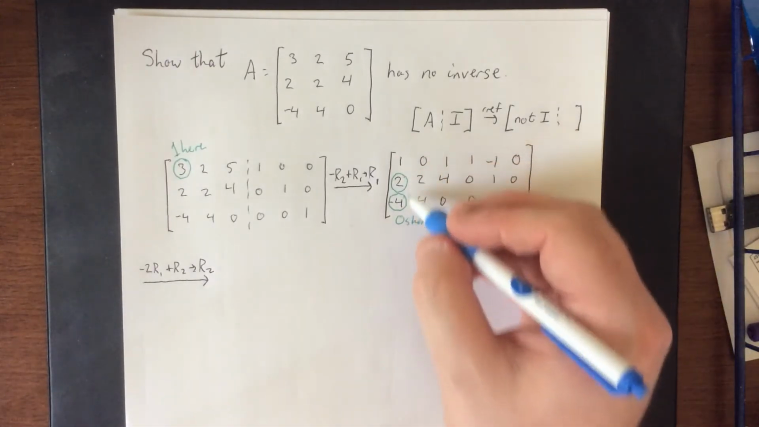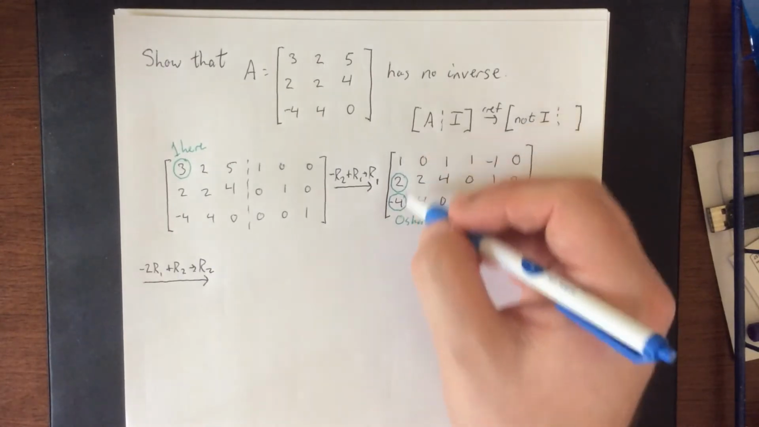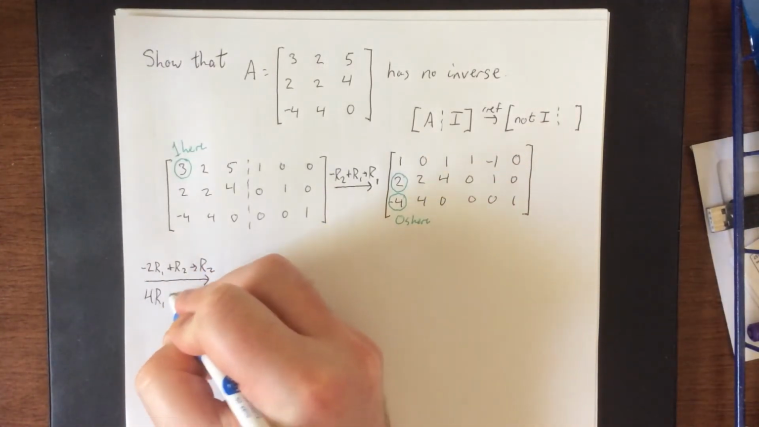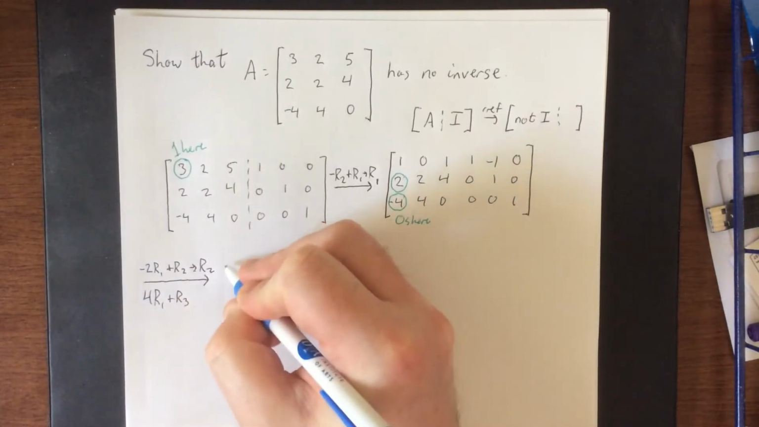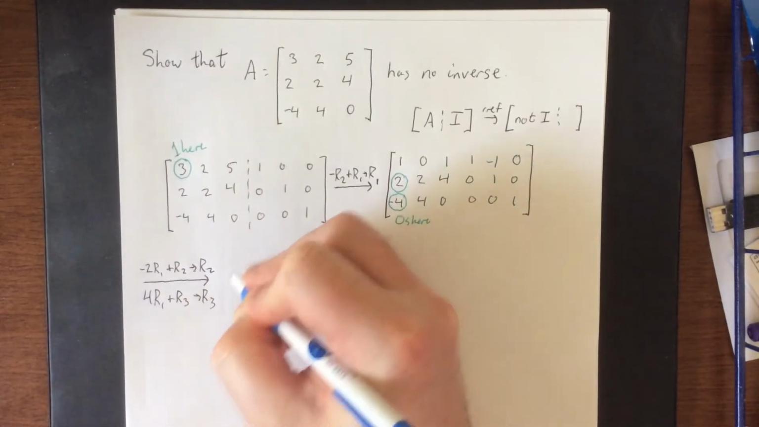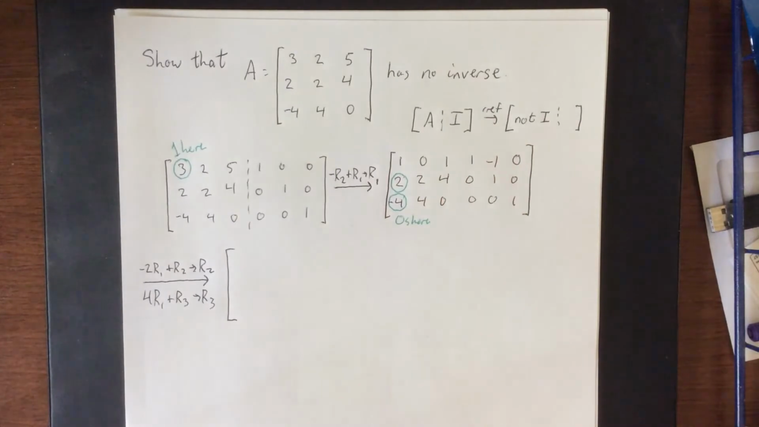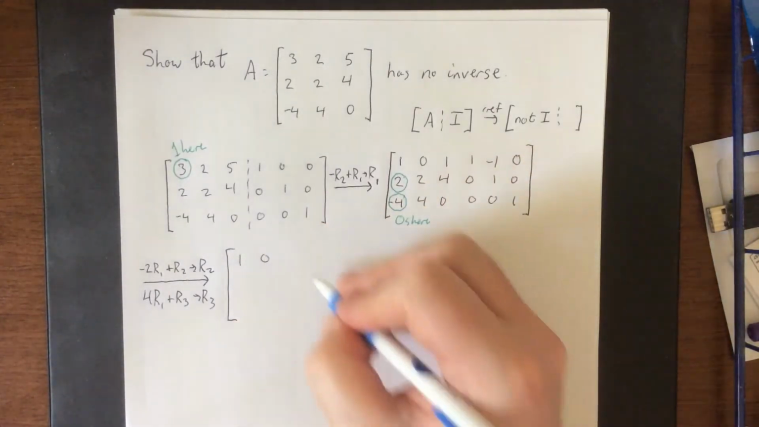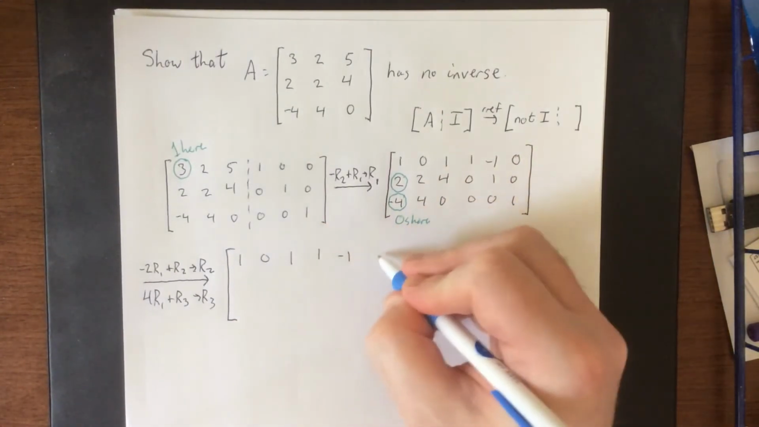Third row. How many rows are there? 1, 2, 3. Third row. Yeah, 4 times the first row, add to the third row. That'll become the new third row. Sorry about the mental fart that everybody just got to witness. That was fun.